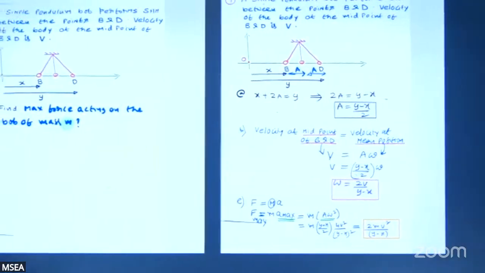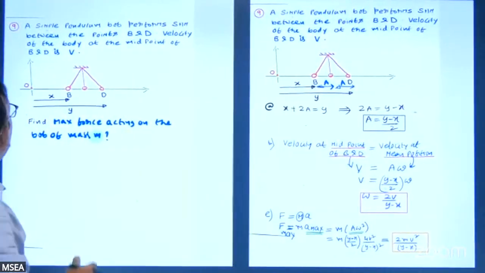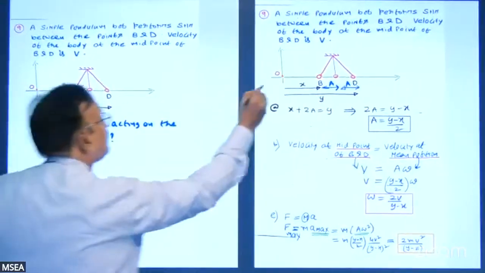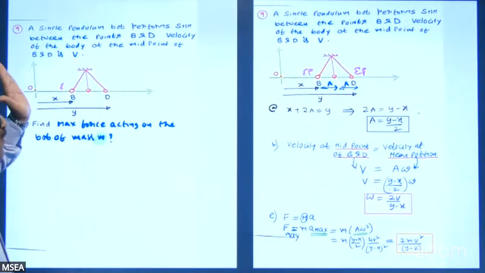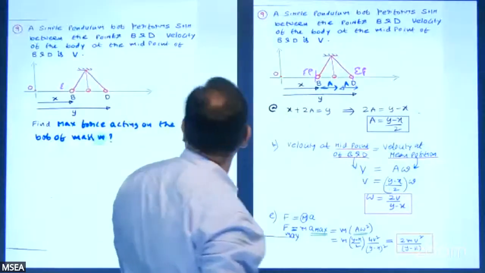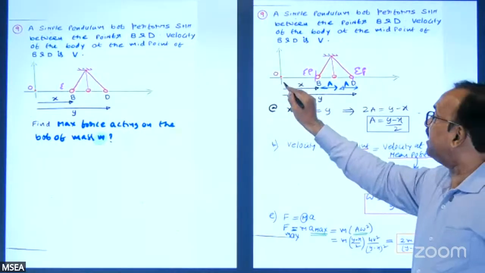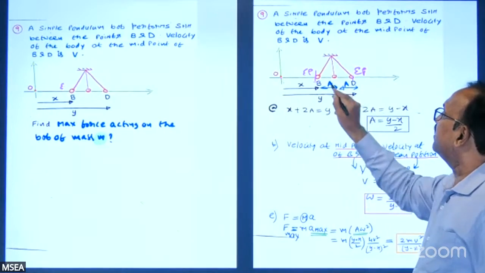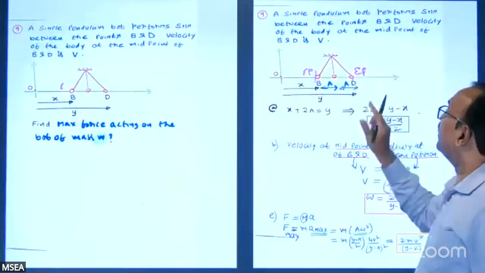The next question: a simple pendulum bob performs SHM between the points B and D. This is one extreme point and this is the other extreme point. A simple pendulum bob is performing SHM between these two points, not crossing them. So these are the two extreme points, B and D. From some selected origin, point B is at a distance x, and the other point is at a distance y.